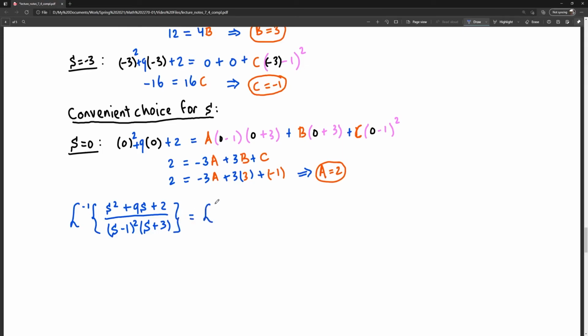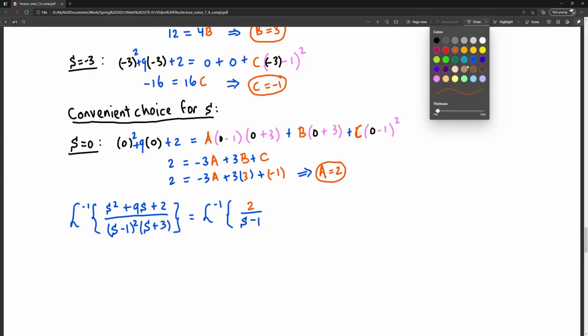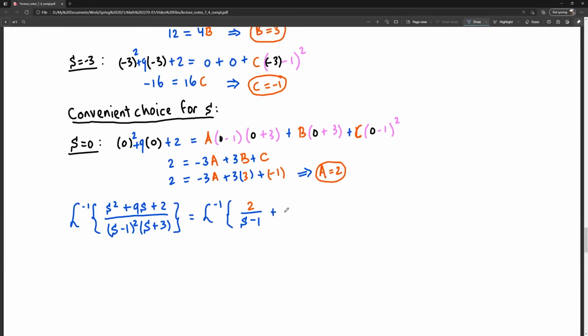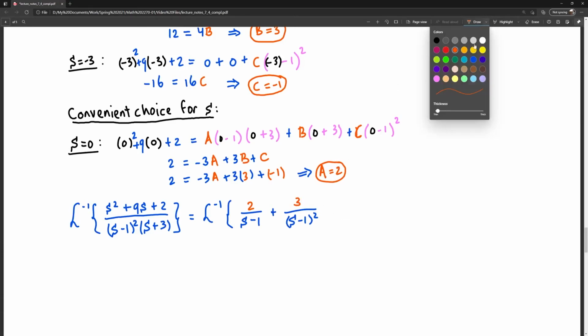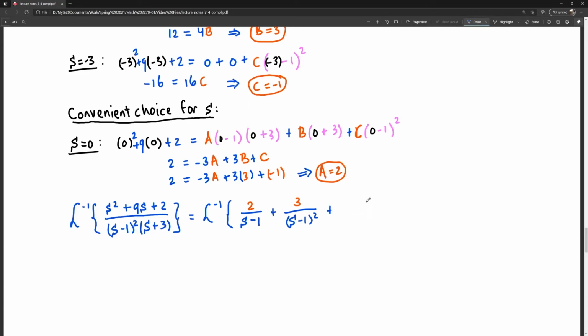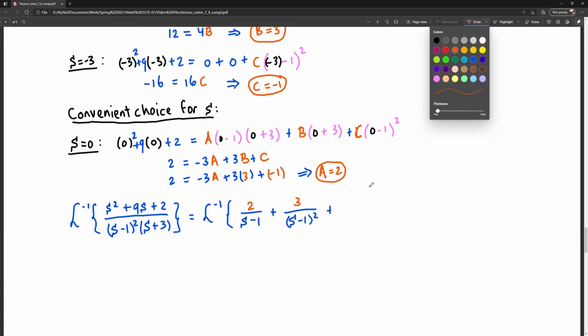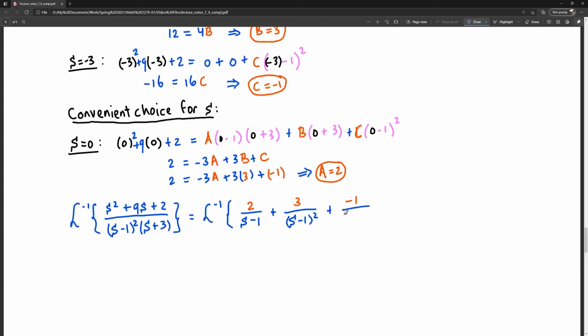We split that up into the Laplace inverse of A over s minus 1, and we found that A is 2, and then plus B over s minus 1 squared, and B was equal to 3, and then plus C, which is negative 1, over s plus 3.